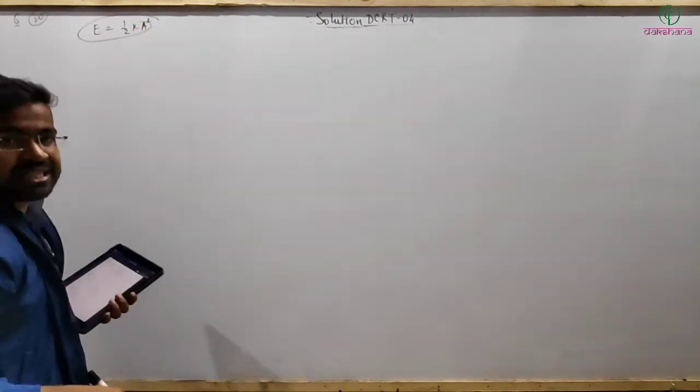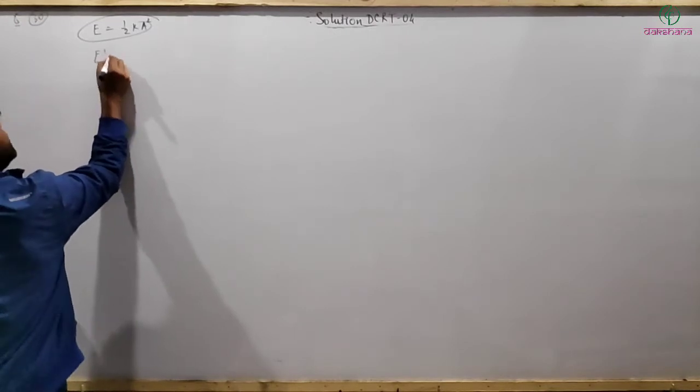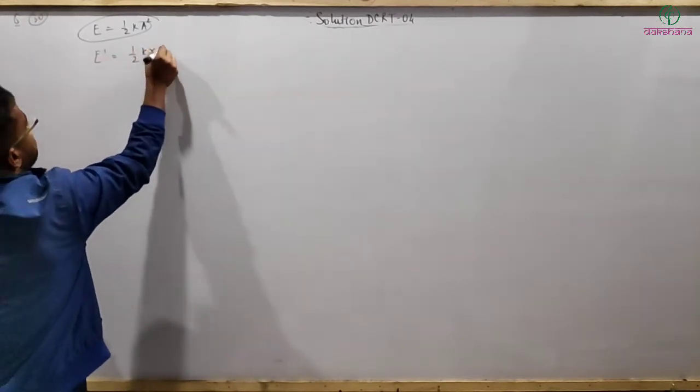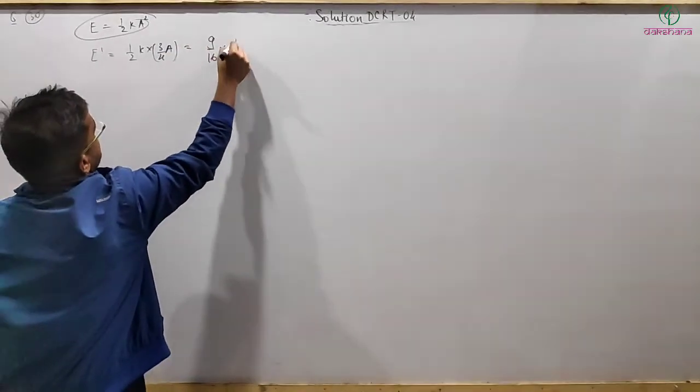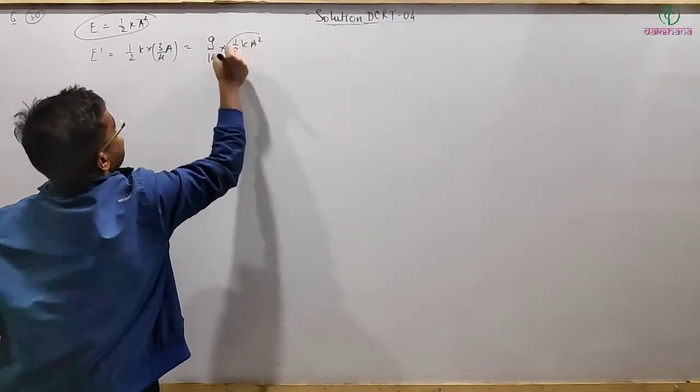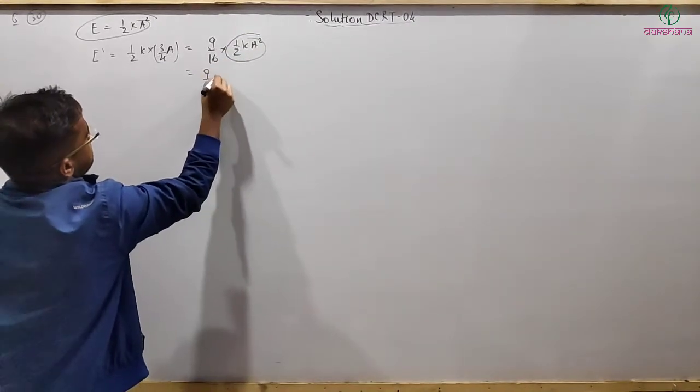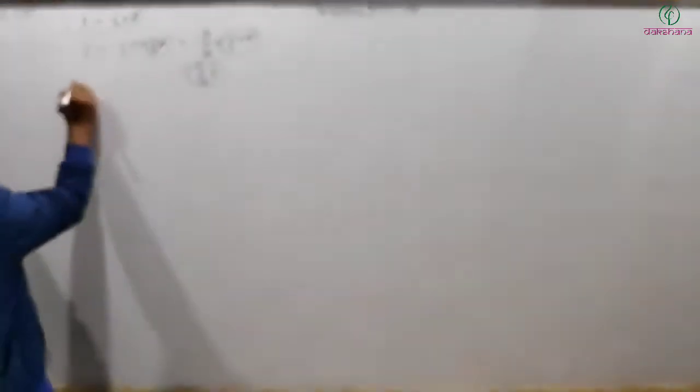Now amplitude is made 3/4, so then E prime will be equal to what? 1/2 k into 3/4 times of A, that means 9/16 times of half k A square. That is energy, so 9/16 times of energy. That's matching with option number 3.